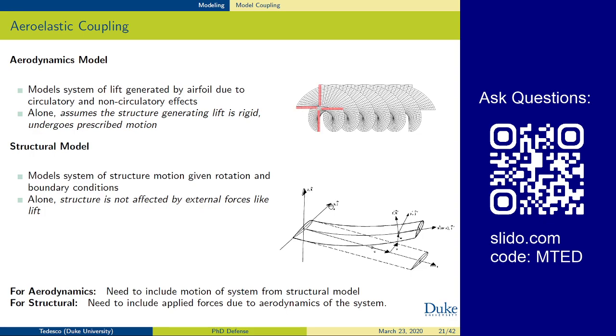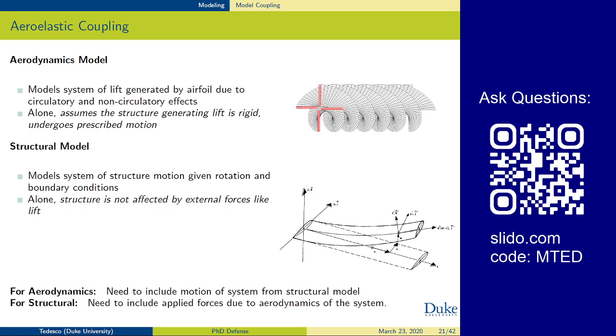Okay, so we've created the aerodynamics, we've created the structural, but now we need to put the two together. In the aerodynamics model, we've basically focused on the lift generated on the airfoil due to circulatory and non-circulatory effects. But alone, it assumes that the thing generating that lift is rigid, and it undergoes a prescribed motion. The structural model does model the structural motion, given the rotation and the boundary conditions. But alone, the structure isn't affected by external forces like lift.